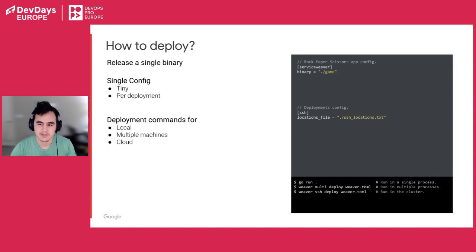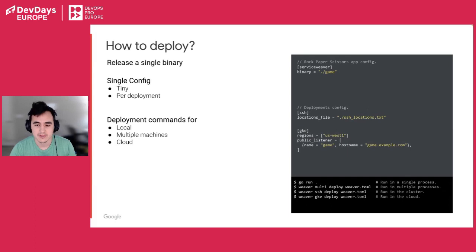Next, the SSH deployer. You'll have to add to your config a file which lists all the IP addresses of some pool of machines. But then you can run weaver ssh deploy. And now we're going to take all these components and run them in separate processes across this pool of machines. And this is a more realistic deployer. Maybe you would actually want to run this in production.